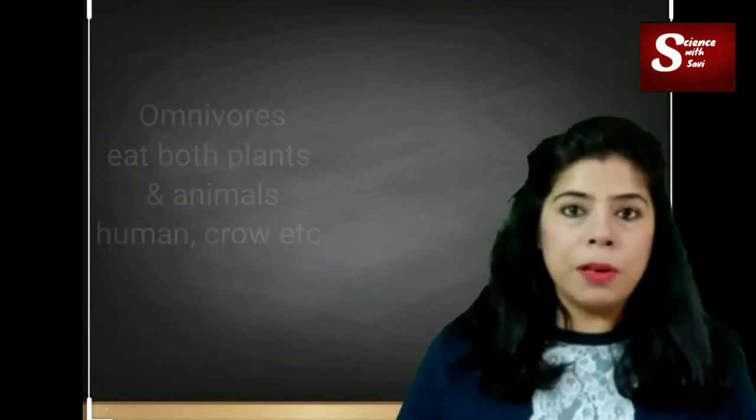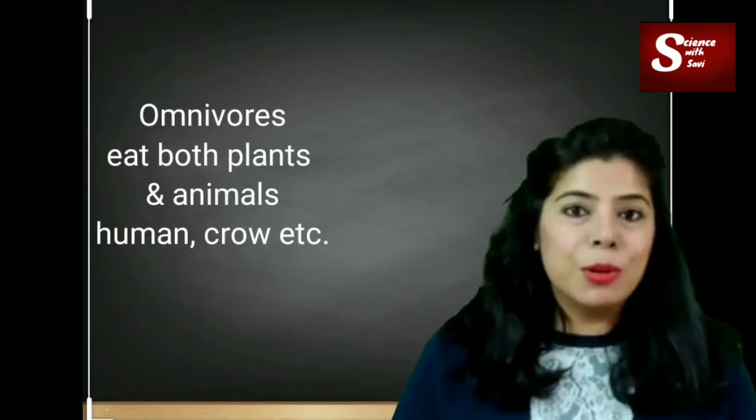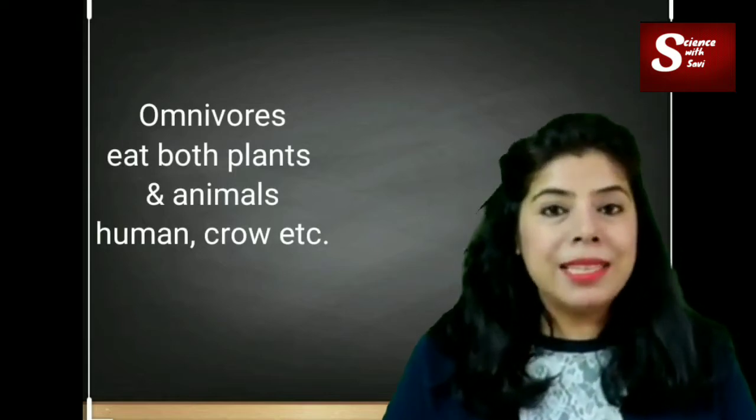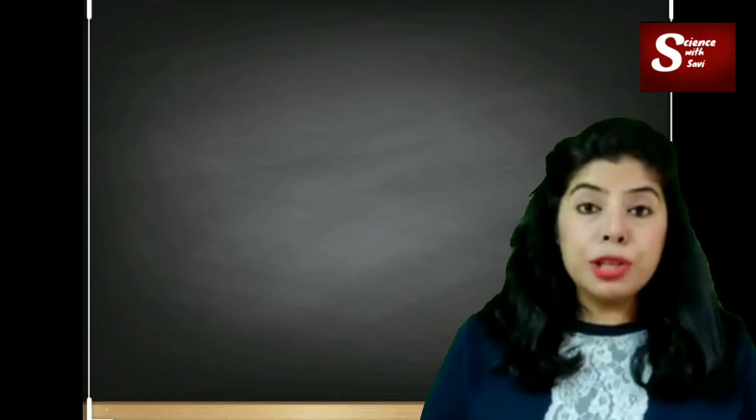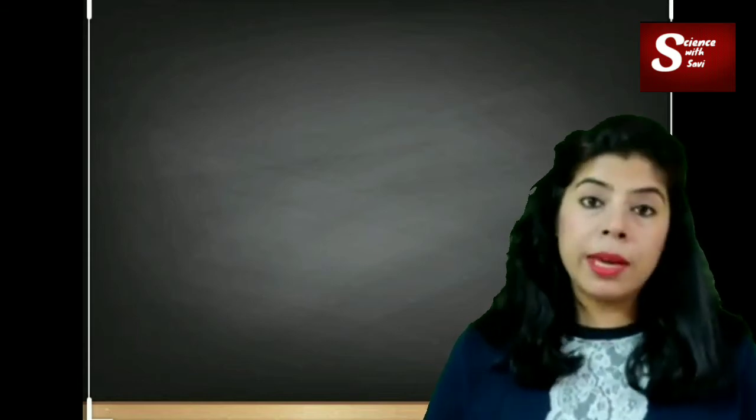Second comes the carnivores, animals like tiger, cheetah, jackal, wolf. They are carnivores because they eat only animals. They will not consume plants. They will eat only animals. And the third kind are the omnivores, like we human beings, crows, all these are omnivores. That is, they can consume both plants and animals. So depending upon the kind of food the animals eat, they can be divided as herbivores, carnivores and omnivores.